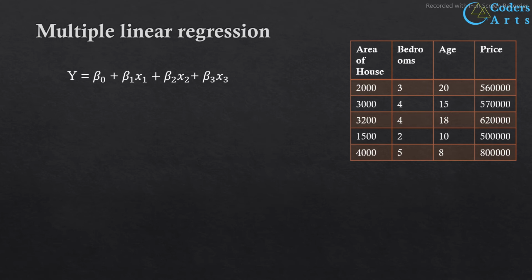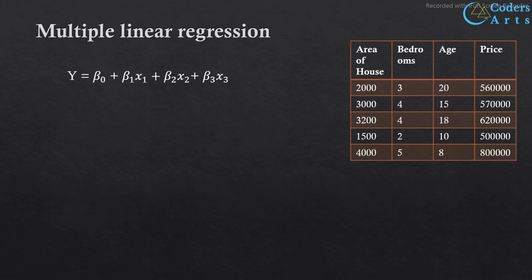Now the equation will be like this: y equals b0 plus b1 x1, where x1 is the area of the house, plus b2 x2, where x2 is the number of bedrooms, plus b3 x3, where x3 is the age of the house, and y is the price. When I have multiple independent variables and one dependent variable, this is called multiple linear regression, and this is the equation.